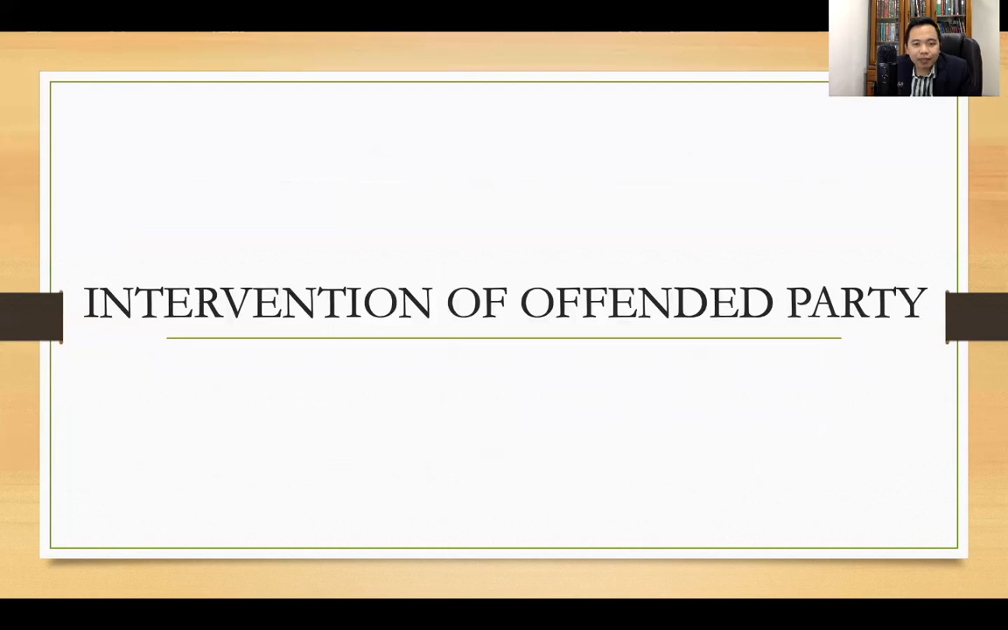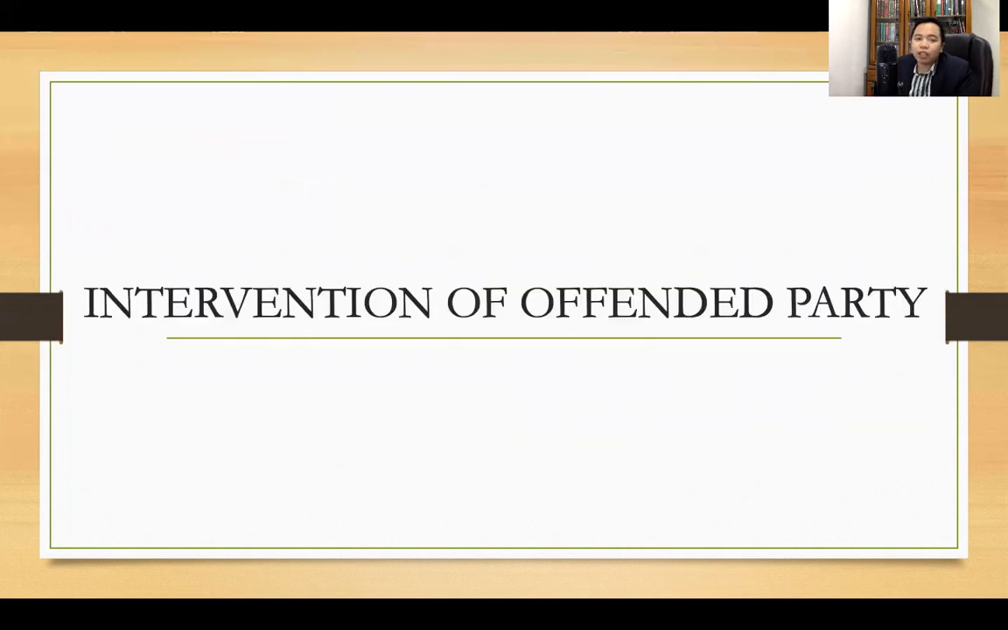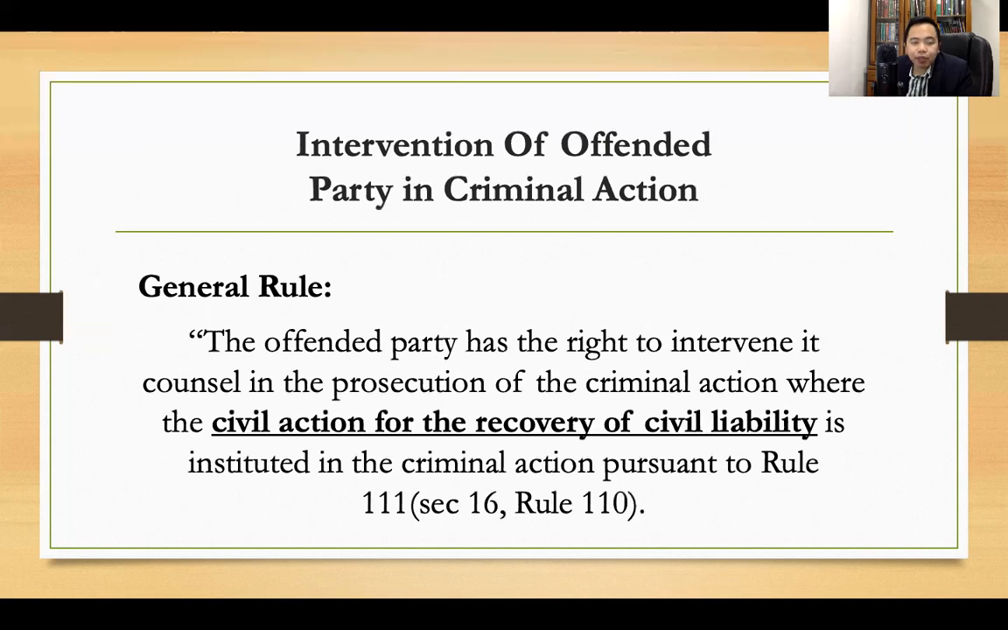Okay. Let us go to intervention of the offended party. You remember, class, under Article 100 of the Revised Penal Code, for every crime there is a corresponding civil liability. Article 100 of the Revised Penal Code. Now, since the commission of a crime comes with it a civil liability, then the private offended party can intervene in the prosecution of a crime.